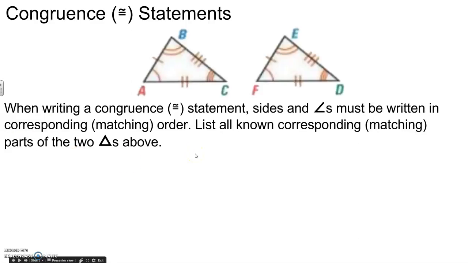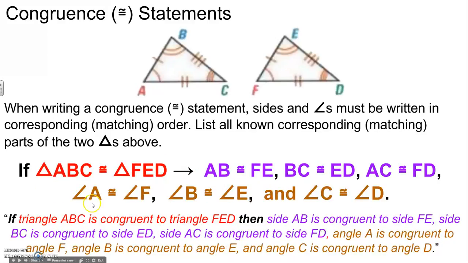So take a minute to do this. Write the corresponding matching sides. So here I have it in words, and what it would look like. If triangle ABC is congruent to triangle FED, then, arrow meaning then, side AB is congruent to side FE. Notice AB follows this direction, FE follows the same direction, so we try to keep that convention. Side BC is congruent to side ED, side AC is congruent to side FD.